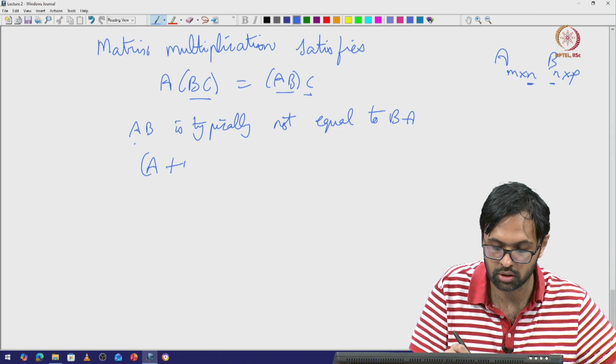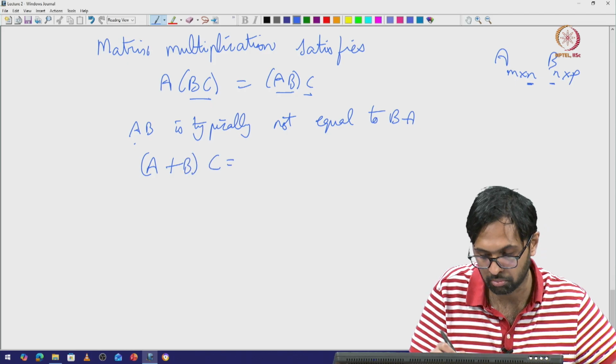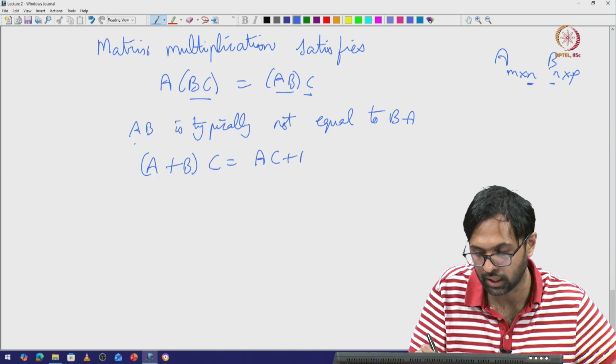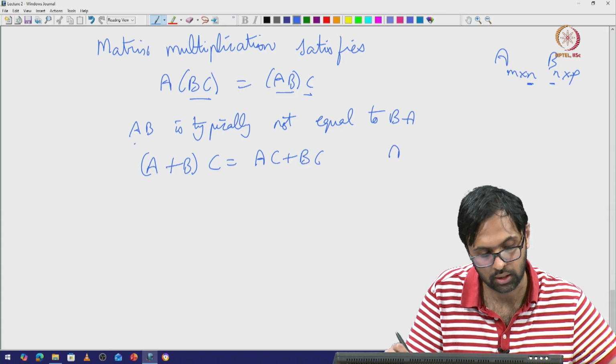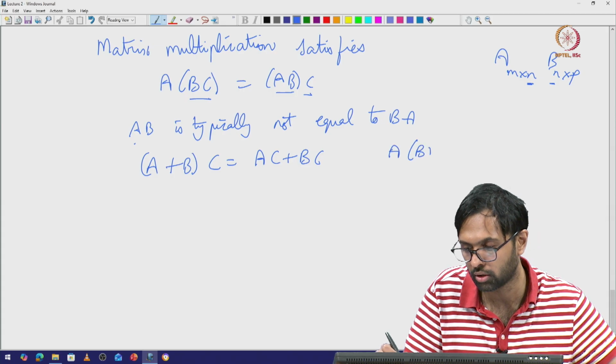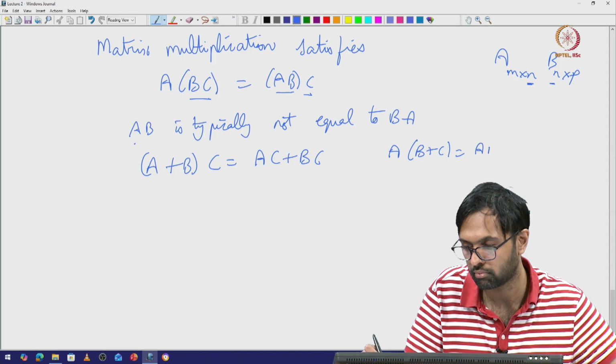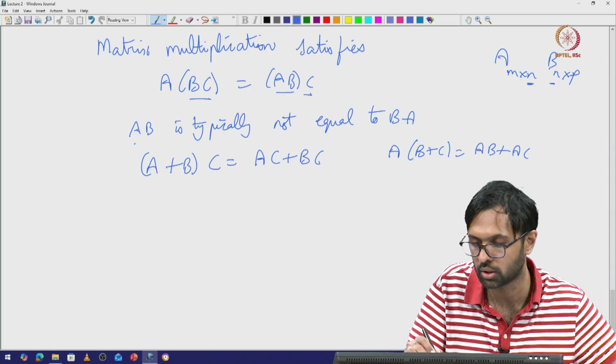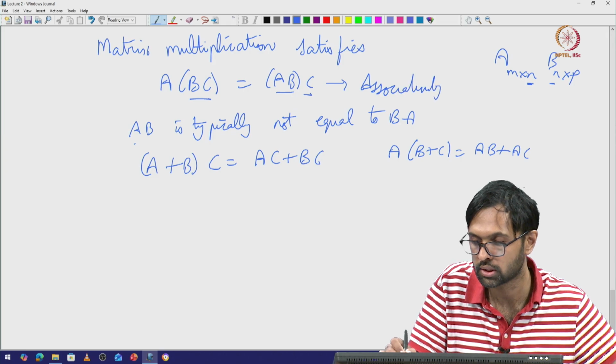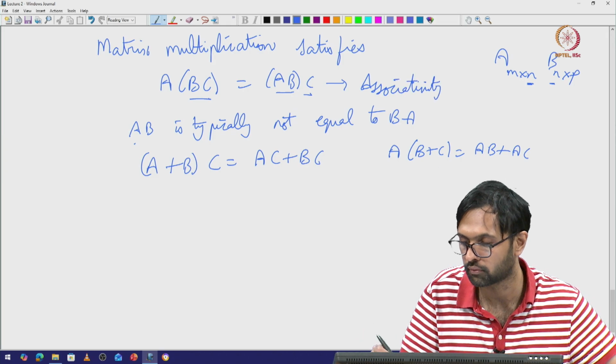And of course, matrix multiplication respects addition. That is, this property of distributivity exists. So this is associativity, and this is distributivity.